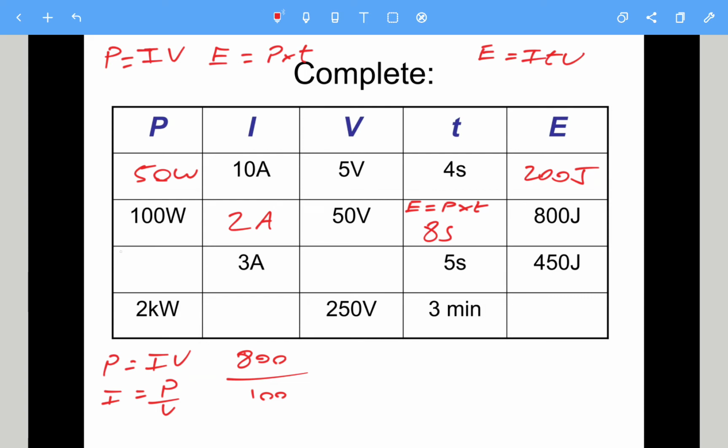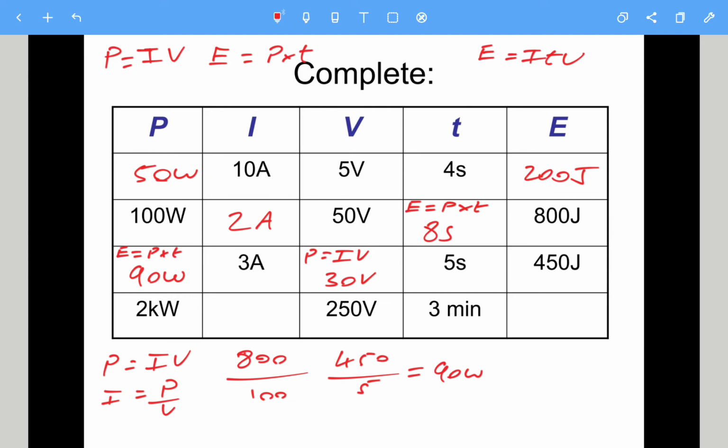For this one, we've got the energy is power times time. So power will be energy divided by time. So we've got the 450 for the energy divided by the time of 5 seconds. So that gives us 90 watts. And then we can just use P equals IV to get the voltage. So to get the voltage, we need to get rid of the times I, so divide by I, so it will be 90 divided by 3. 90 divided by 3 gives us 30 volts.